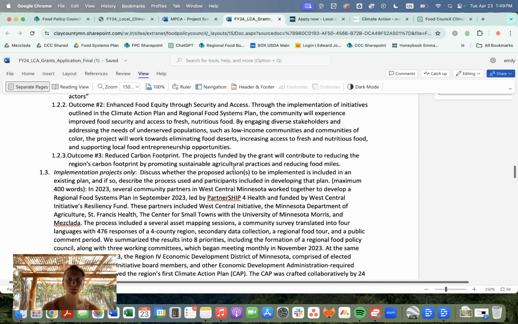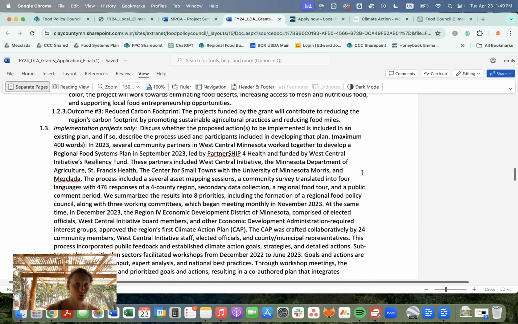And then the last one, I didn't end up adding as much content to, because this is where I'm still struggling to try to figure out what's going to work best. Outcome number 3, reduce carbon footprint. The projects funded by the grant will contribute to reducing the region's carbon footprint by promoting sustainable ag practices and reducing food miles, which is true.